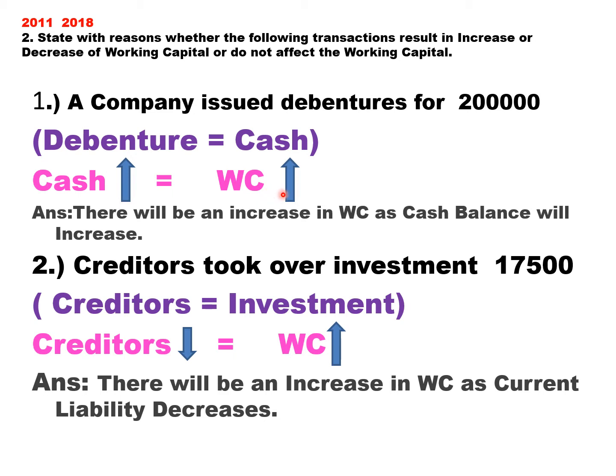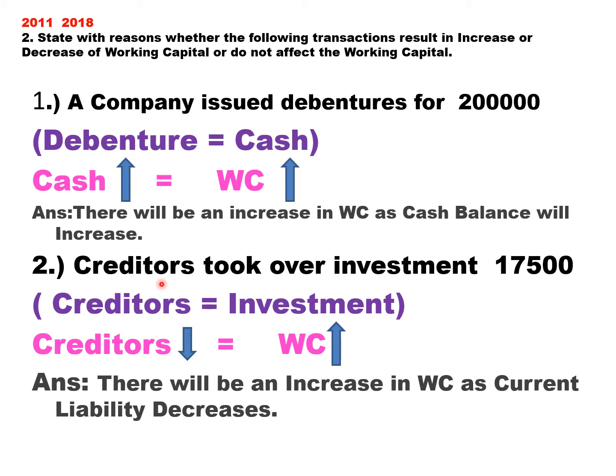As I said before, students, current assets, direct relationship; non-current liabilities, it's an inverse relationship. So increase in cash will result in increase in working capital. So what answer should you write in the exam? If you write this much, it is enough. No further explanation, no working notes required. Just write the statement: there will be an increase in working capital as cash balance will increase.